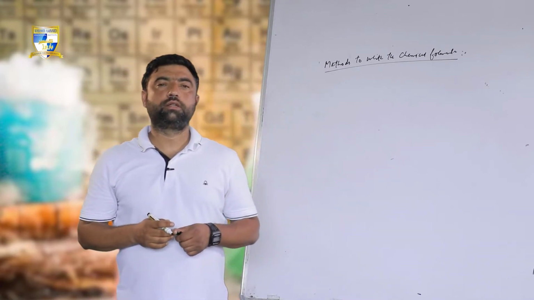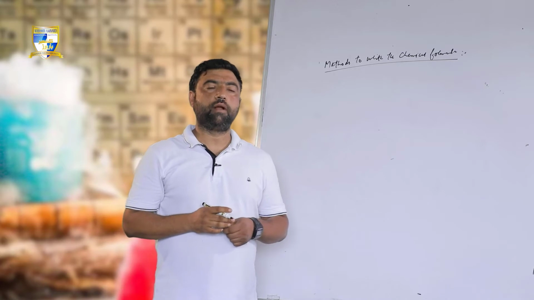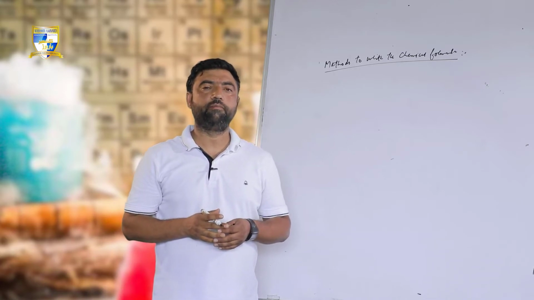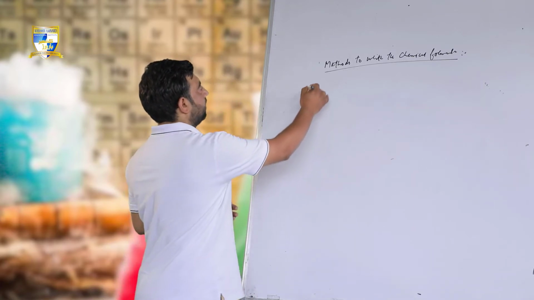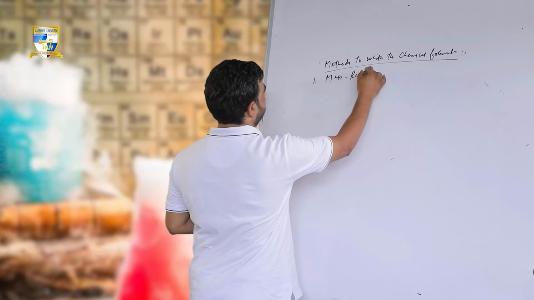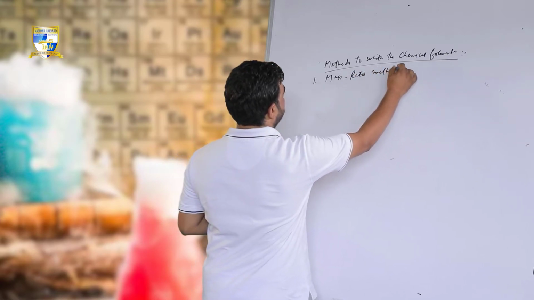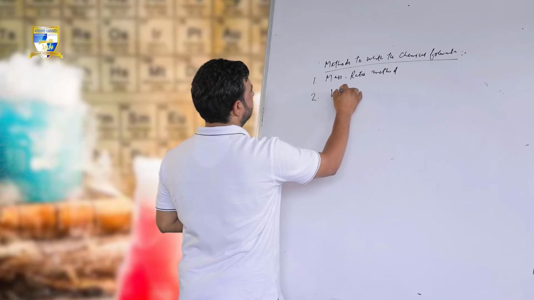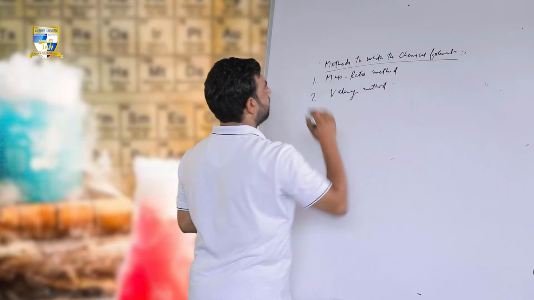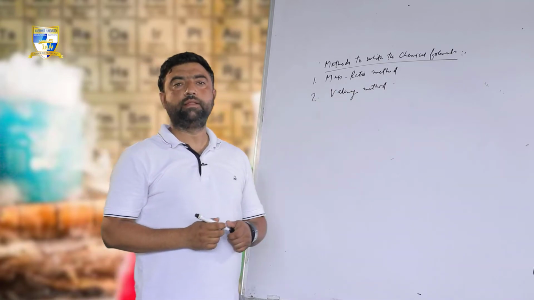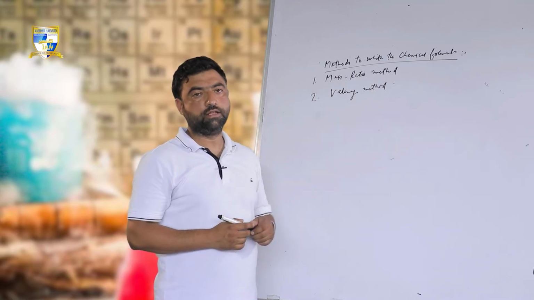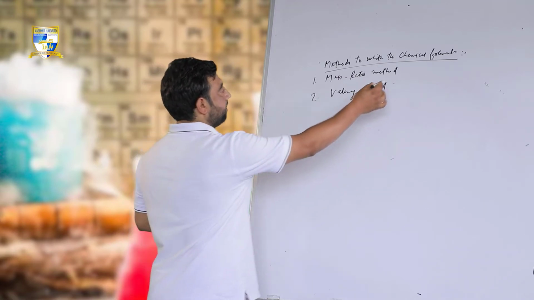Dear students, the chemical formula of compounds can be written by the following methods. Method number 1 is the mass ratio method, and method number 2 is the valency method. I'll discuss both methods with you, the mass ratio method as well as the valency method. So first is the mass ratio method.